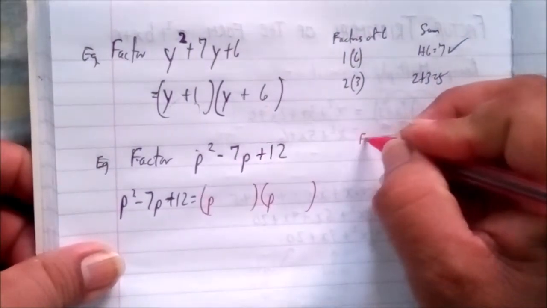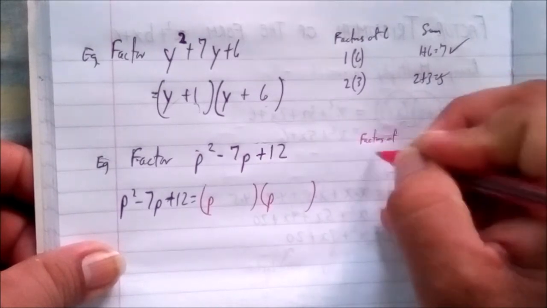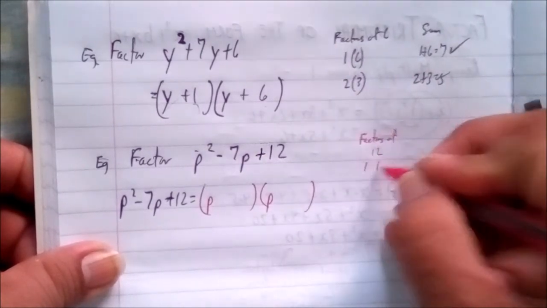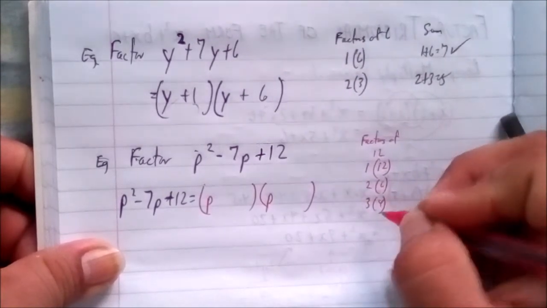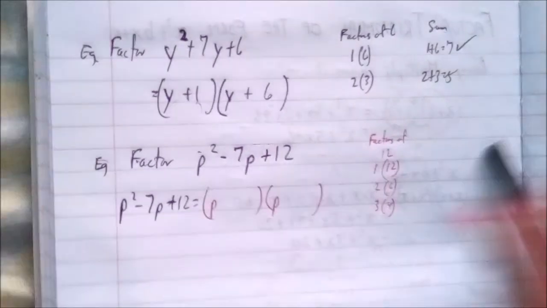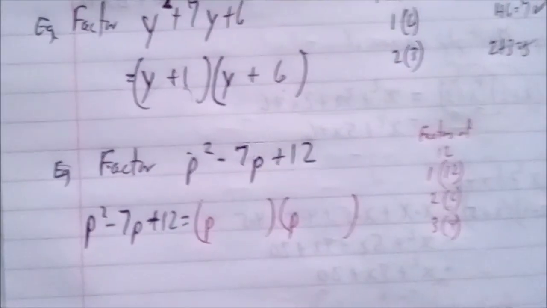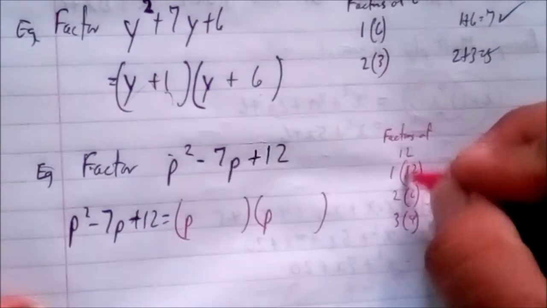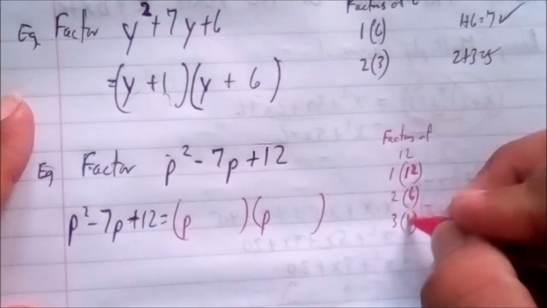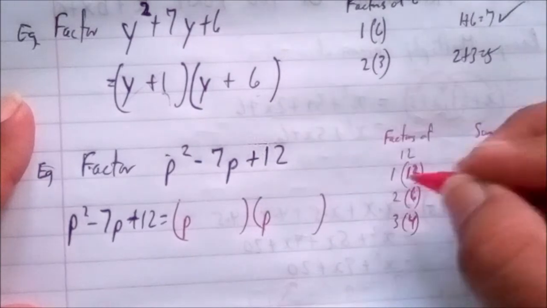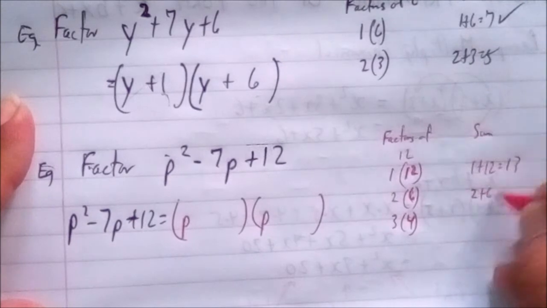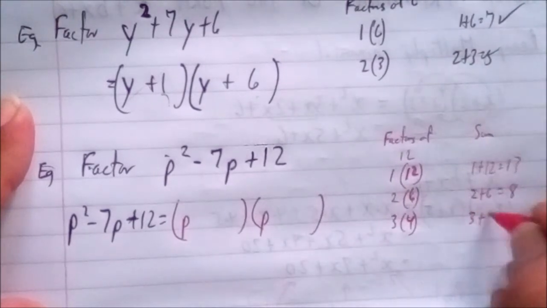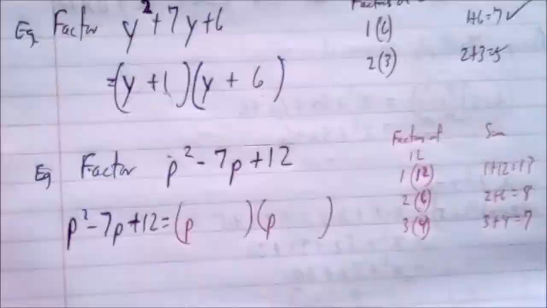Remember what we said. We're going to find the factors of 12. So we have 1 times 12, 2 times 6, 3 times 4. Those will give us 12. Let me zoom in a little bit more in there. So we have here 12, here 6, and then the sum of those combinations will be 1 plus 12 will give us 13, 2 plus 6 will give us 8, and 3 plus 4 will give us 7.